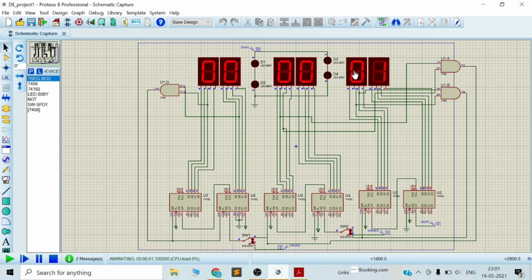So these are the blocks that we have designed for the digital clock. This is the second block, this is the minute block, and this is the hour block. Rahul will explain the working of the second block.